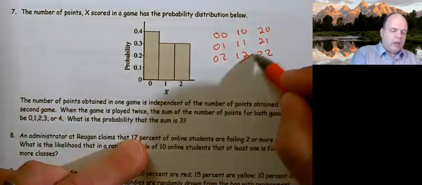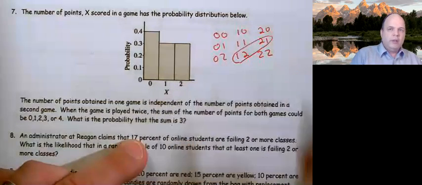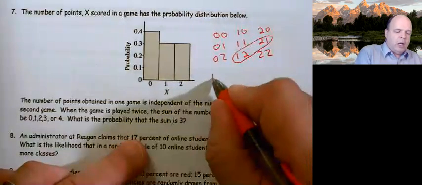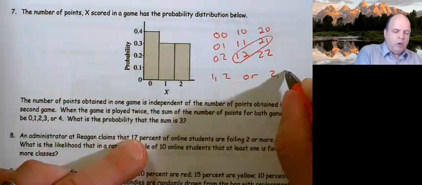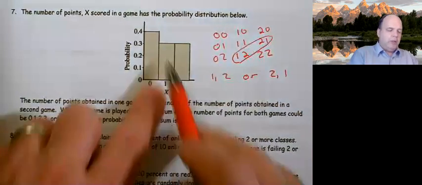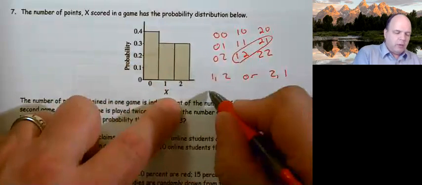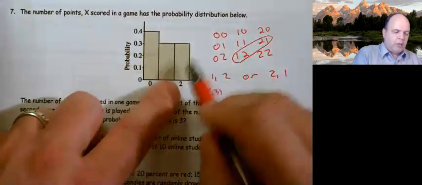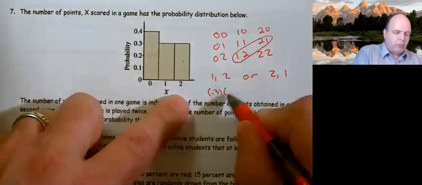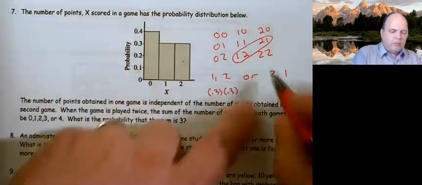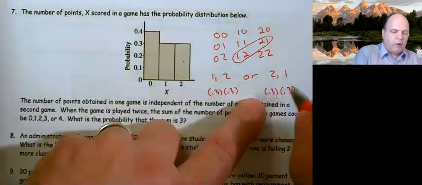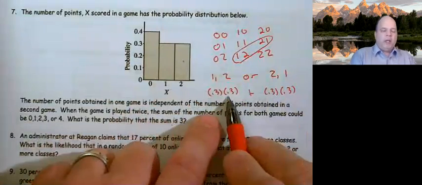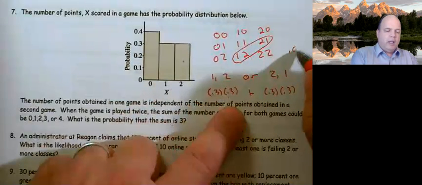Well, here's how I get a 3. That means I can get a 1, 2, or I can get a 2, 1. Well, the probability of a 1 is 0.3. The probability of the 2 is 0.3. The probability of this is 0.3, and the probability of this is 0.3. When I multiply those, I end up getting 0.09.